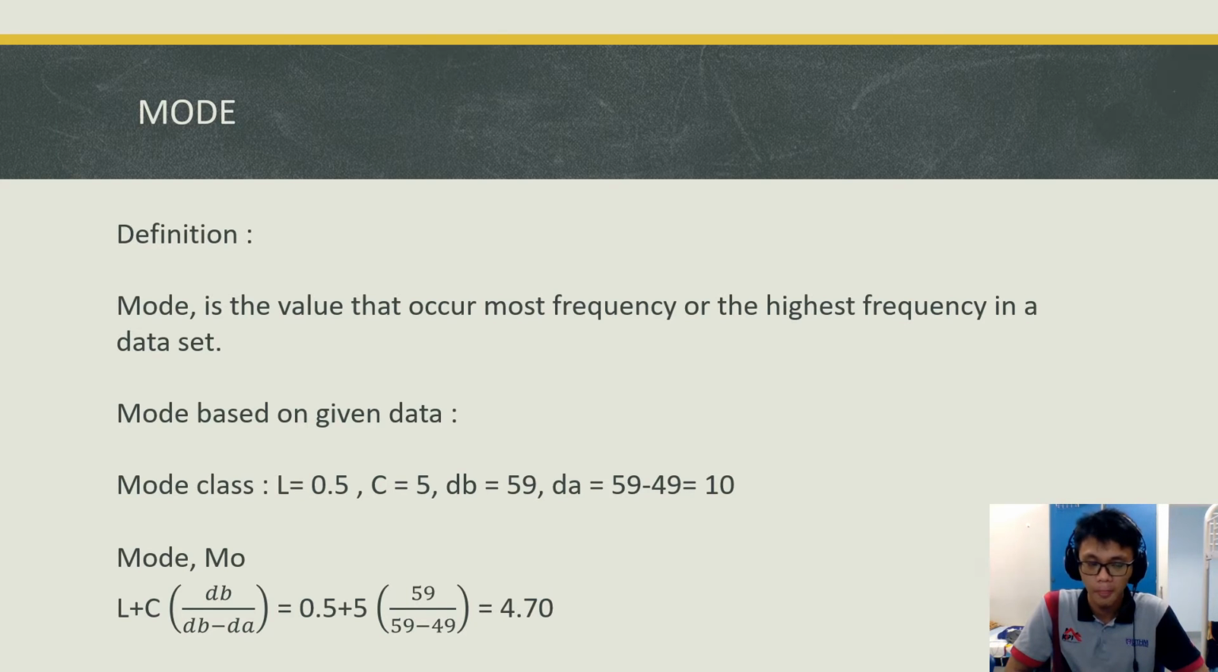equal to 10. Okay, let's go through the formula for the mode again. The formula for the mode is L plus C multiplied by dB over dB minus dA. Replacing with the numbers, it will be 0.5 plus 5 multiplied by 59 over 59 minus 49, and when we calculate that, we get the mode as 4.7.